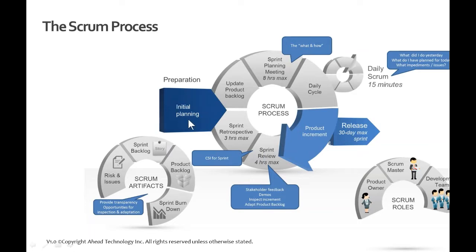Up front, the Scrum Master will work with the product owner to do the initial planning, to update the product backlog, make sure that it's clear, make sure that definition of done is clear, the user stories are clear, and that the backlog has been prioritized by the product owner based on the needs of the business.